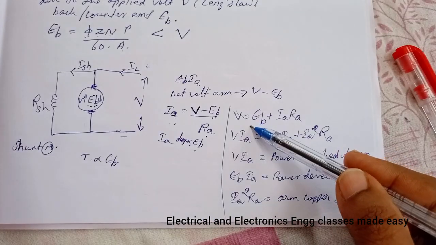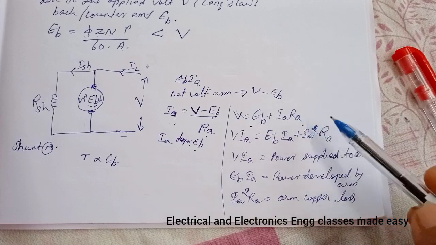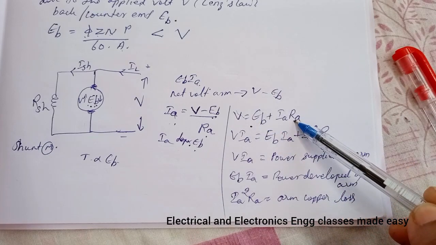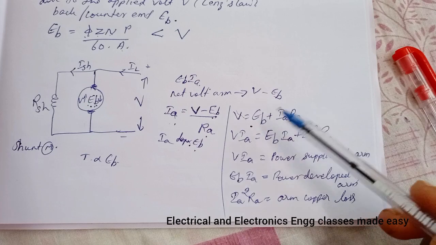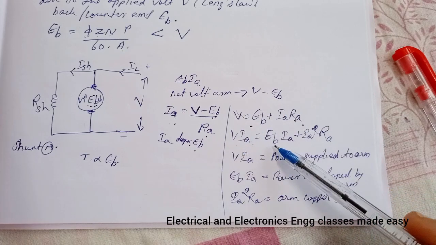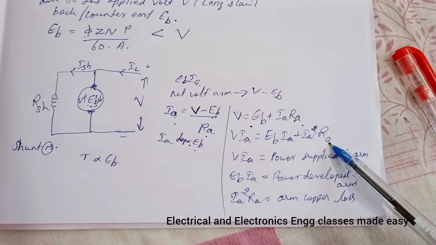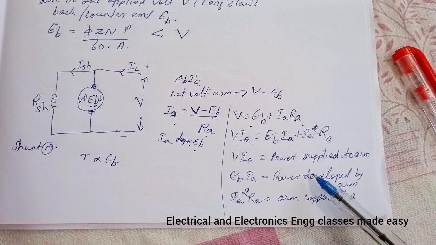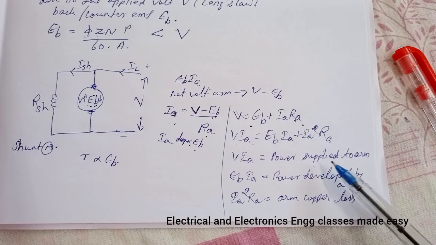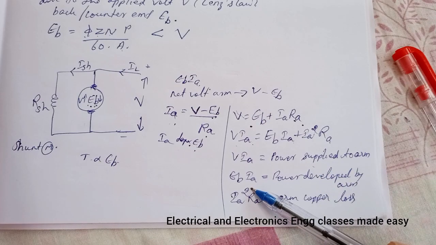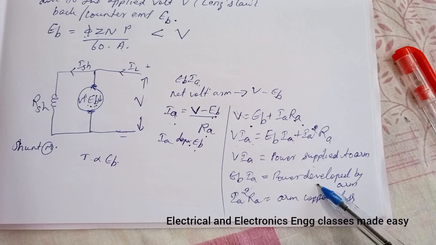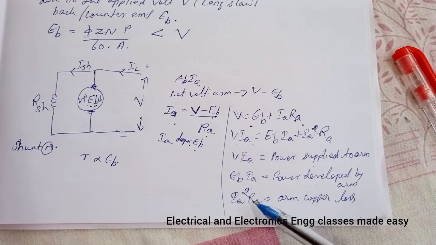and here V is equal to EB plus IA into RA. This is known as the voltage equation of the DC motor, and V into IA is EB IA plus IA square RA is known as the power equation of the DC motor. Then VIA is electric power supplied to the armature. Then EB into IA is power developed by the armature, and IA square into RA is the electric power wasted in the armature, also known as the armature copper loss.